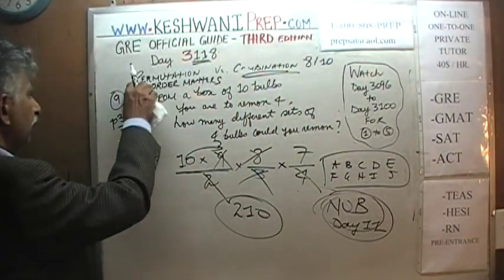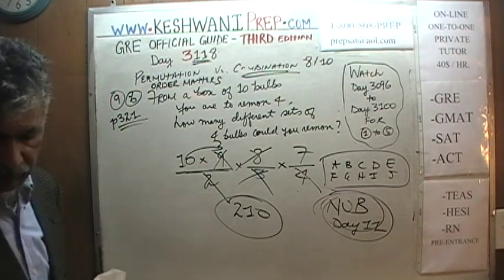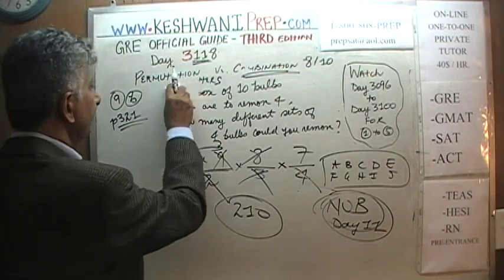Let's do the next one. Part B. Same number, part B. I need the room, so I'm going to erase all of this.